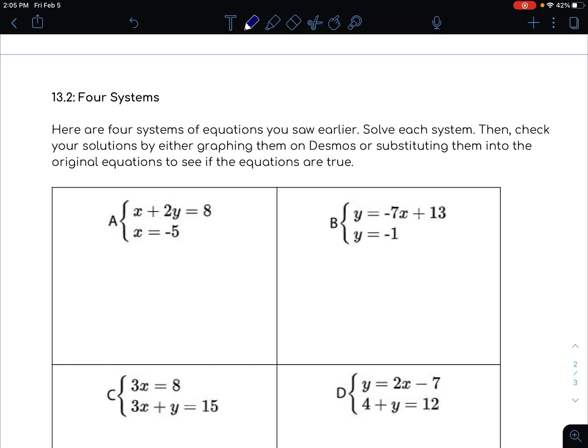All right. Now we're going to talk about using substitution to solve systems of equations, which I'm very excited about here. And so here are 4 systems of equations we saw earlier. Solve each system, then check your solutions by either graphing them on Desmos or substituting them into the original equations to see if the equations are true. All right, so what does that mean?